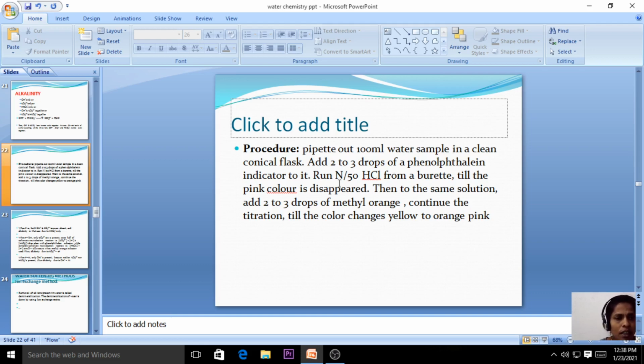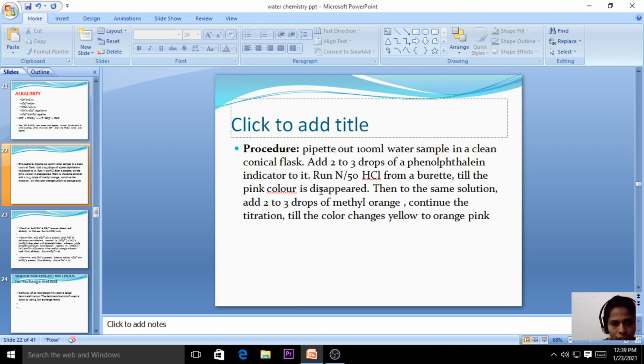Now run the burette till the pink color disappears. That means when you add phenolphthalein indicator to the water sample, it turns pink. Now this pink solution is titrated with the hydrochloric acid till the color changes to colorless. So when you get the colorless, that indicates the phenolphthalein end point. Note down the phenolphthalein end point.